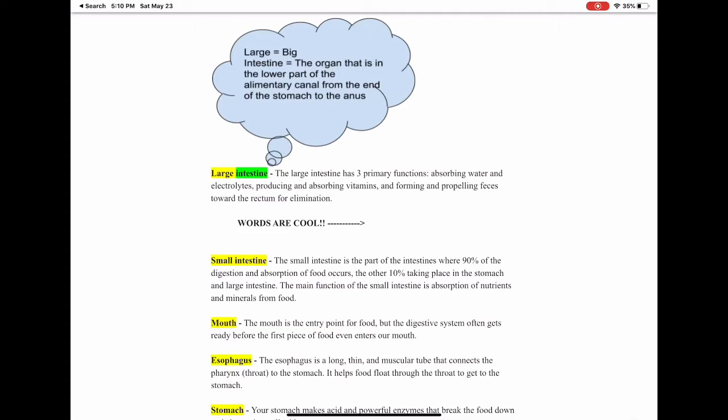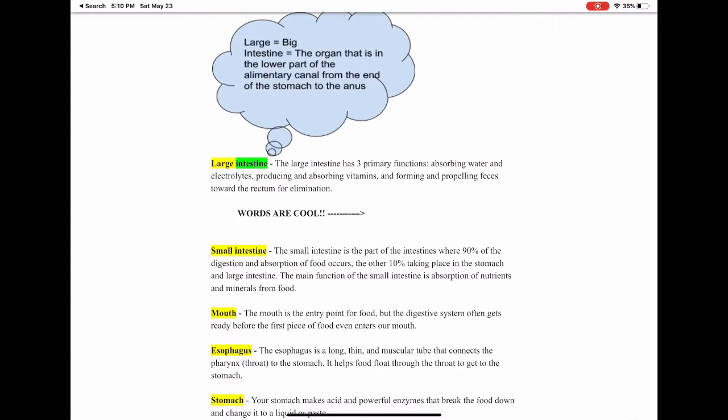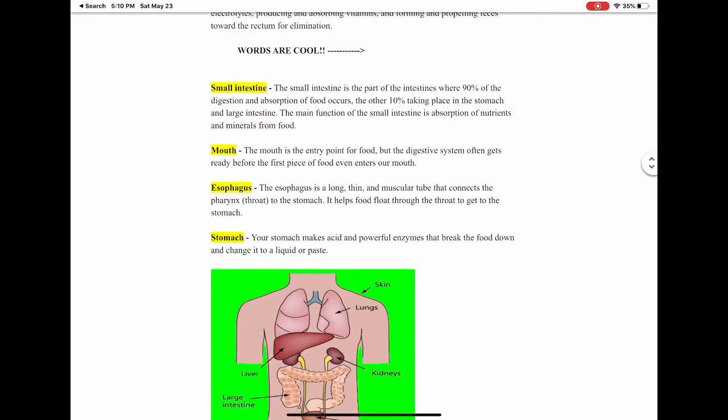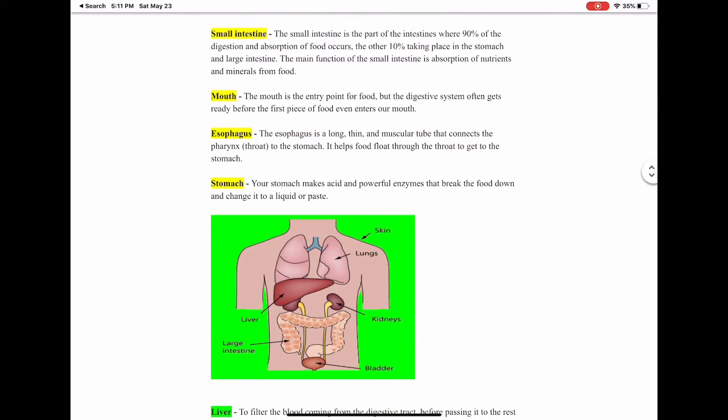Then you move on to the part right next to the large intestine, the small intestine, which is the part of the intestine where 90% of the digestion and absorption of food occurs, the other 10% taking place in the stomach and large intestine. The main function of the small intestine is absorption of nutrients and minerals from food. So the small intestine is just to absorb everything that you eat and drink and make sure that it comes through your digestive system properly and down to your kidneys.